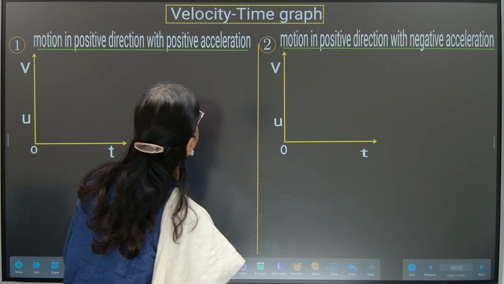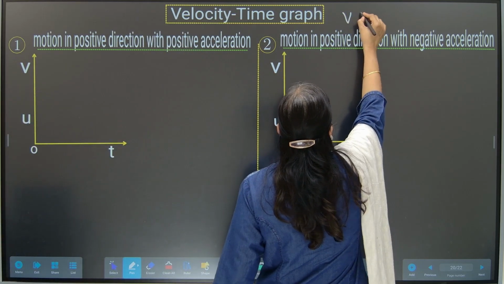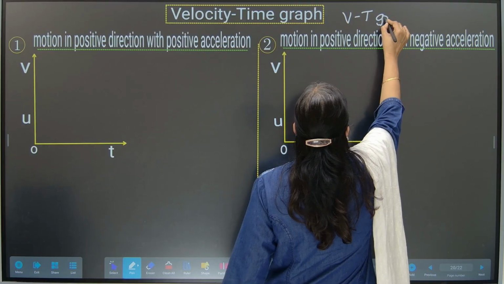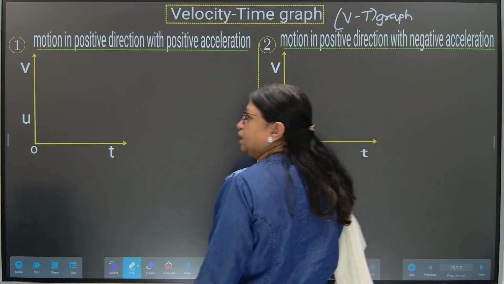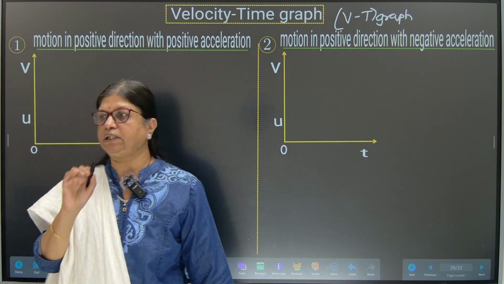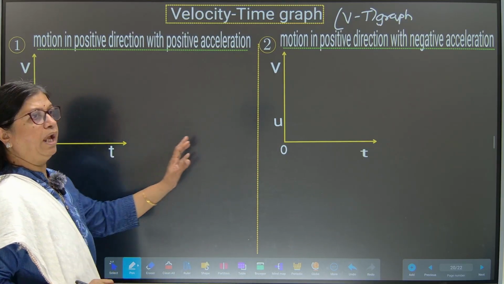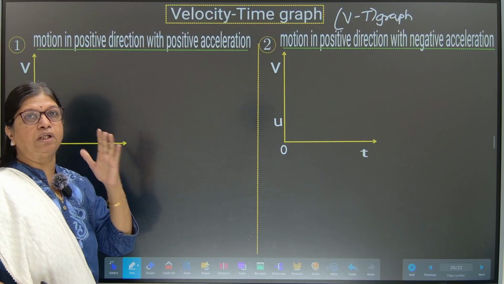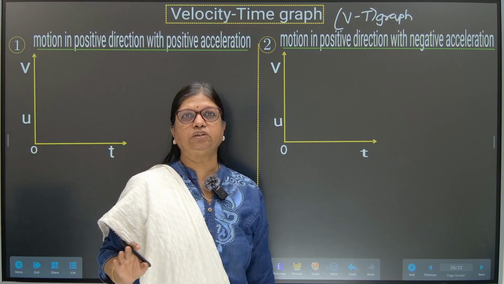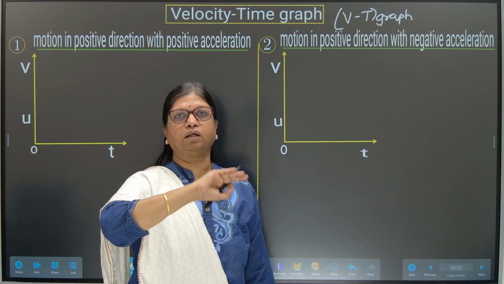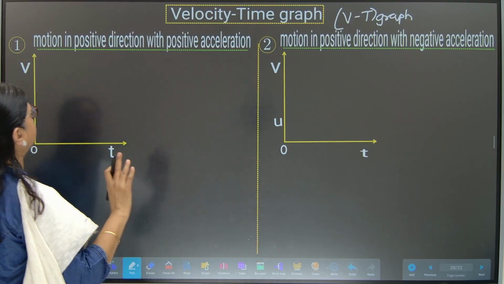Now we move to the topic velocity time graph, which is in short called a VT graph. VT graph full form is velocity time graph. Now here I have arranged two types of graphs. We have 3 pages in this video where in all the 3 pages we will be talking about different types of conditions and their respective graphs. So keep watching till the end.